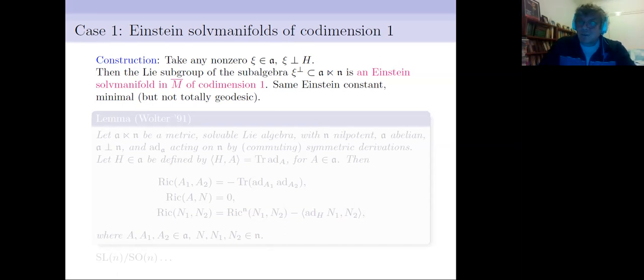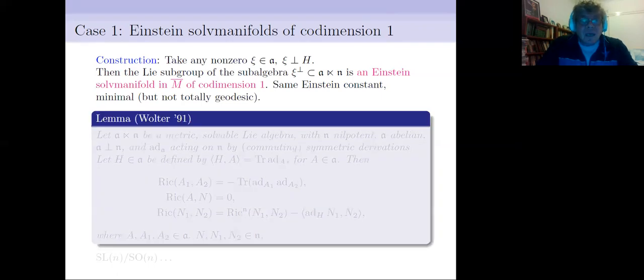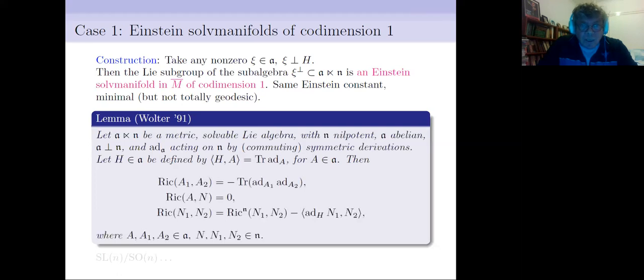And of course, it's not totally geodesic, because we have this theory about the index of a symmetric space, which is the minimum codimension of a totally geodesic proper submanifold, and we know that the index is greater than or equal to the rank, and our rank is at least 2, so nothing of codimension 1 may ever be totally geodesic. And why it is still Einstein, this is because of this old result of Walter, and let me show this result.